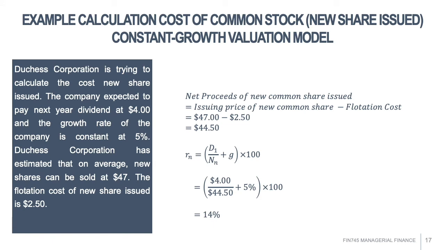So first we need to calculate the net proceeds from the new share issued. So the issuing price of new common share minus the flotation cost. So the issuing price is 47 ringgit minus flotation cost 2.50, so you get 44.50. So you plug into the formula. Next year dividend D1 equal to $4 divided by Nn, net proceeds of common share, $44.50, plus 5%, times 100, so you get 14%.